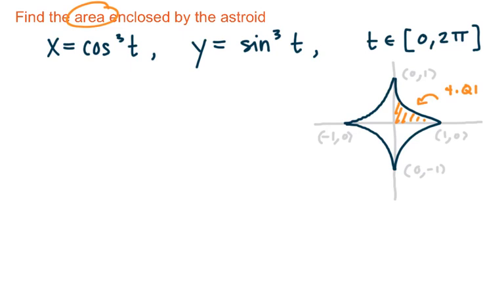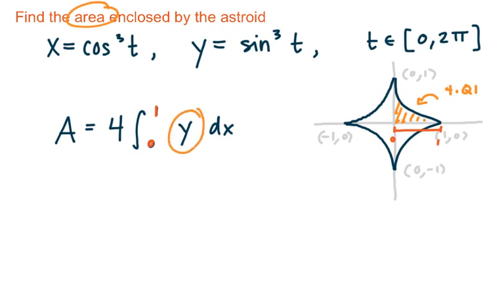So we could set this up and say, well, this is going to be the area, 4 times the integral from 0 to 1, that is x equals 0 to 1, so that's where my 0 and the 1 came from, of the function y in terms of x, integrated with respect to x.